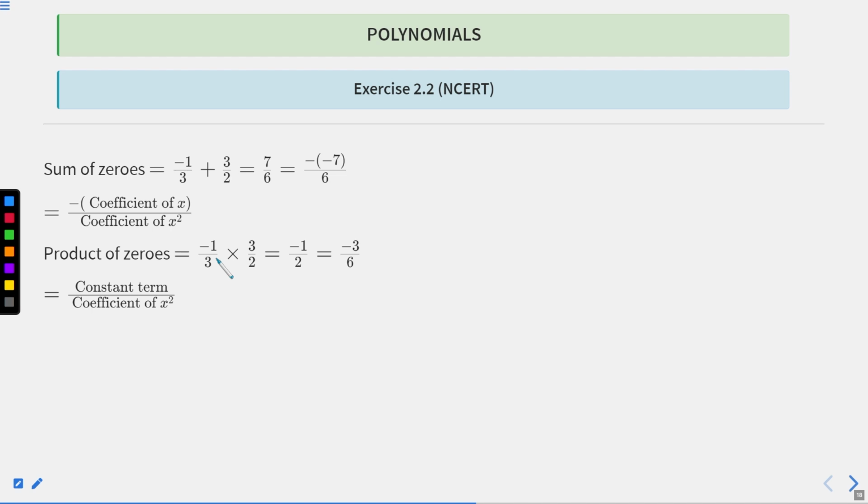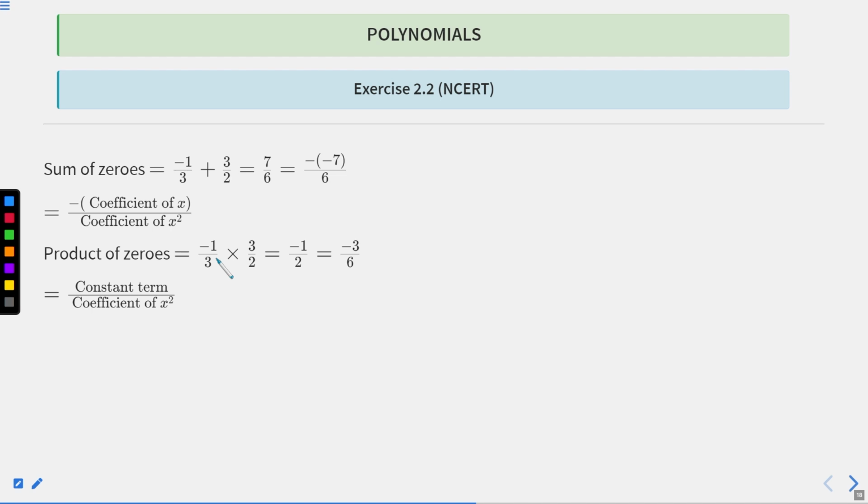Okay, so this is equal to sum of its zeros equals minus of coefficient of x divided by coefficient of x square. Okay, and now product of its zeros, this is equal to minus 1 by 3 times 3 by 2. Okay, and this is equal to minus 1 by 2. And you can write this is equal to minus 3 by 6.